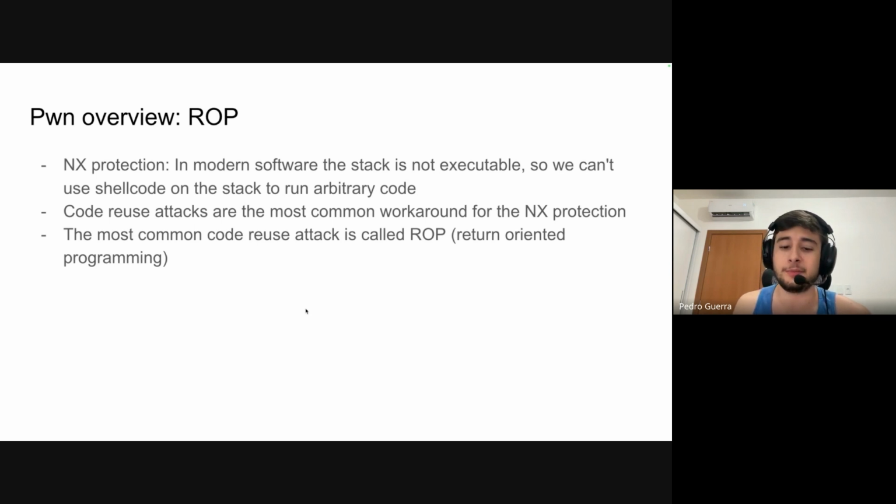And the most common workaround for that protection is usually code reuse attacks, and the most common one is called ROP, which basically you want to find pieces of interesting code in the already existing code memory, which is executable, and if those code pieces end in a ret instruction, you can chain them together, and I'll explain how.